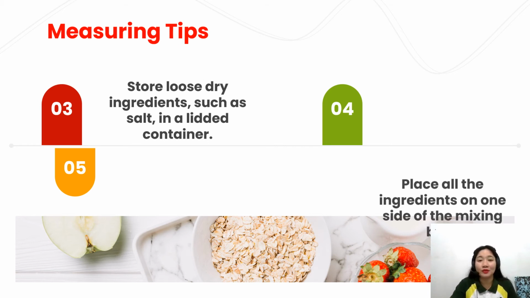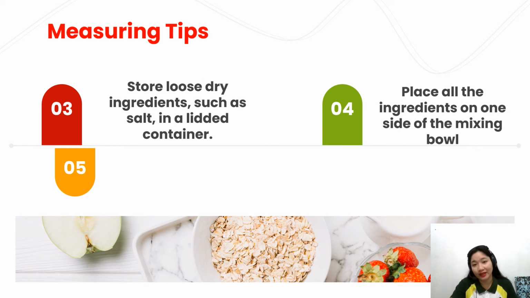To help you keep track of which ingredients you have measured and added in the mixing bowl, place all the ingredients on one side of the mixing bowl, and once you have measured and added an ingredient, move its container to the opposite side of the bowl.